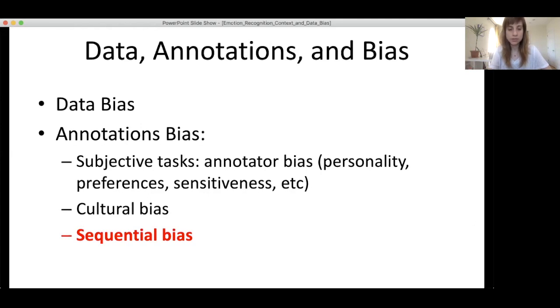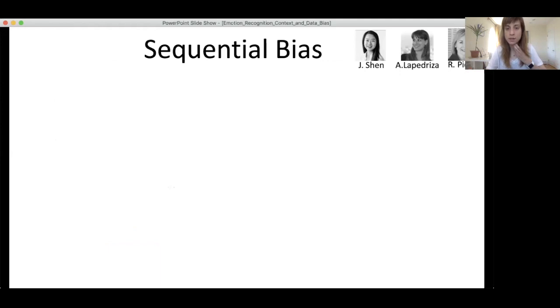The thing about the sequential bias is that usually when we ask annotators to annotate our data set, they just see a sequence of samples. So they see one sample, they label this sample, then they see another example, they label the other example. And the question is, is the order of the samples producing a bias? This is what we were studying with Judy Shen and Rosalind Picard in this project.